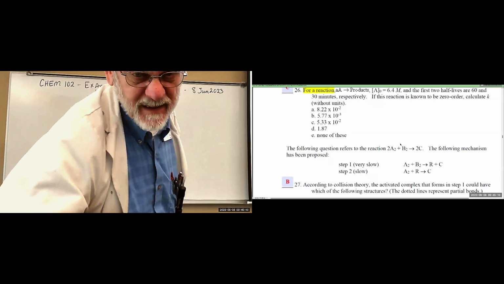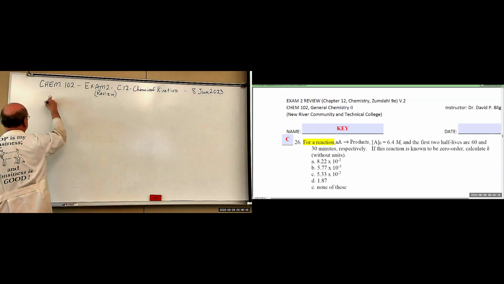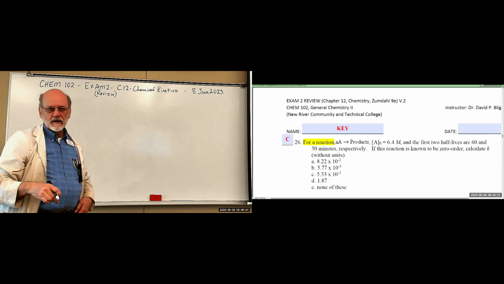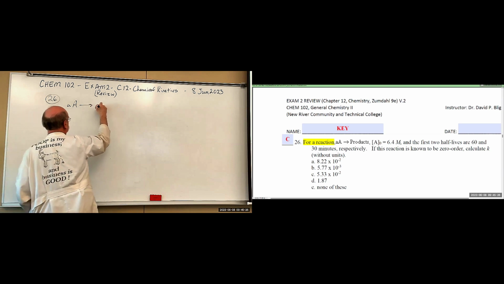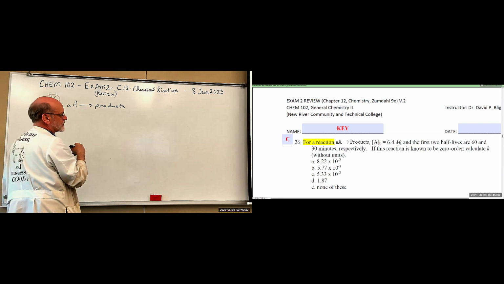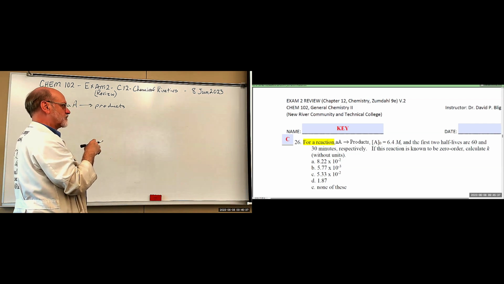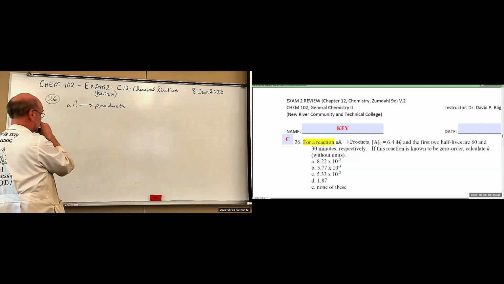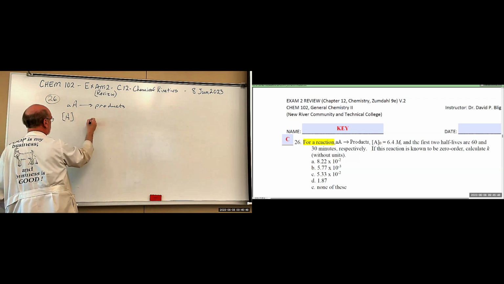Let's see here. All right, this one stands alone. 26. How we doing on time? Okay, we're good. For a reaction where this one yields products, A0 is 6.4 molar, and the first 2 half-lives are 60 and 30 minutes, respectively. If this reaction is known to be zero order, calculate K. All right, so let's draw a little table. A here and time here.